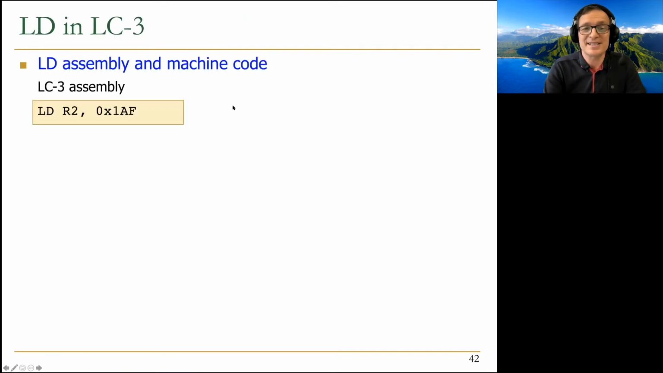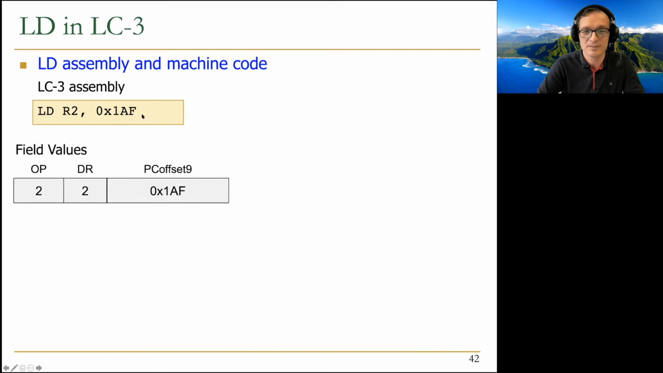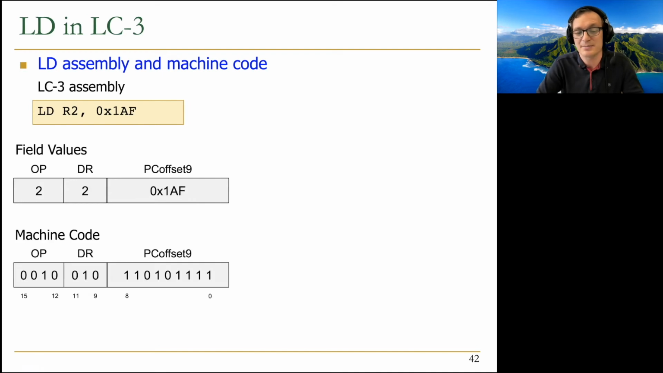And let's take a look at the assembly and machine code of this. So assembly looks like this in LC3. Basically, this is the source register, this is the destination register for load, and this is the PC offset. You specify the 9-bit offset over here. And clearly this is a load. And this is what the field values look like. This is what the machine code looks like.